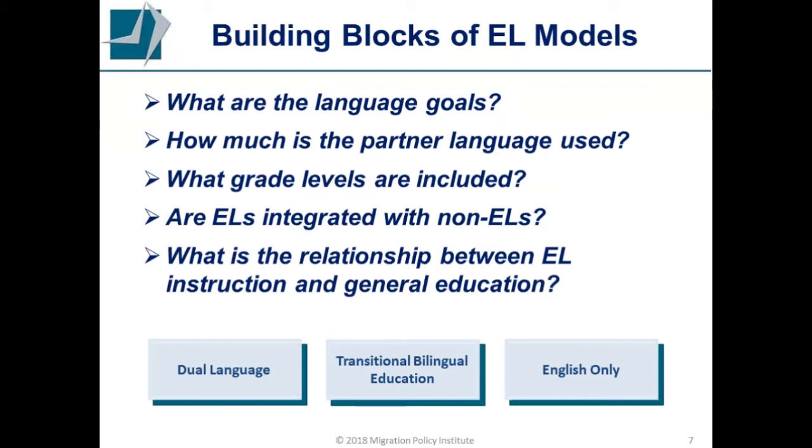Transitional bilingual programs enroll English learners that all speak a common home language. Teachers provide instruction in the home language for much of the day early in the program, but the goal is to transition to English fairly quickly.